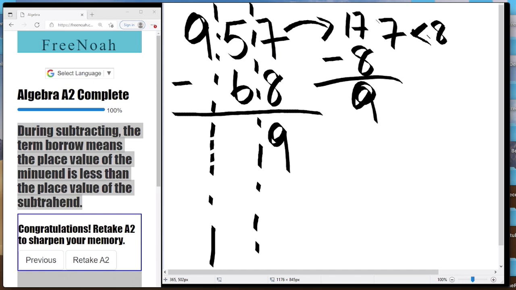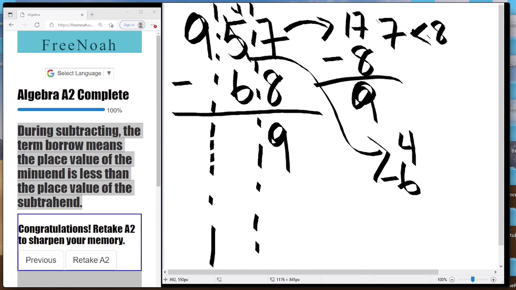So since we made the 7 into a 17, this 5 now becomes a 4, because we had to borrow from the left column here, right? But now we have 4 minus 6 in the tens column, right? And once again, the 4 is less than 6. So we're going to have to borrow from the next left column here. This 4 becomes a 14, and this 9 becomes an 8.